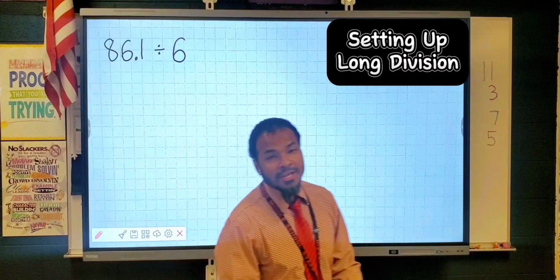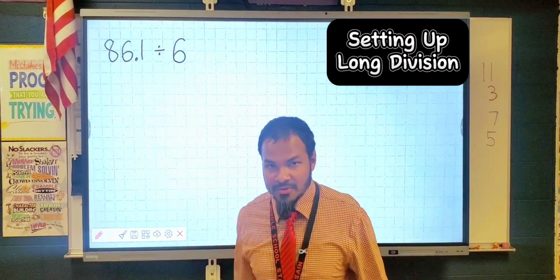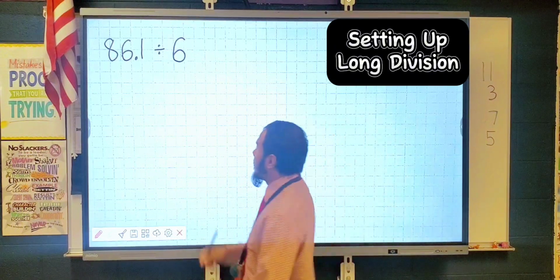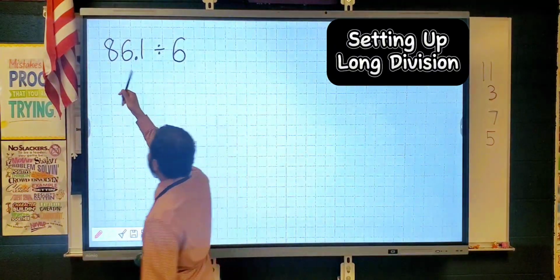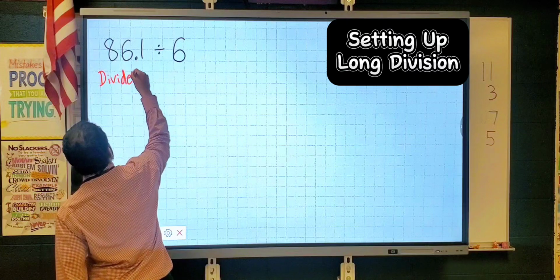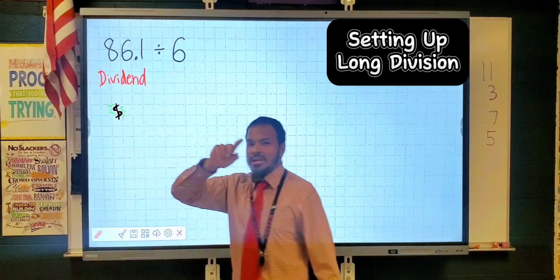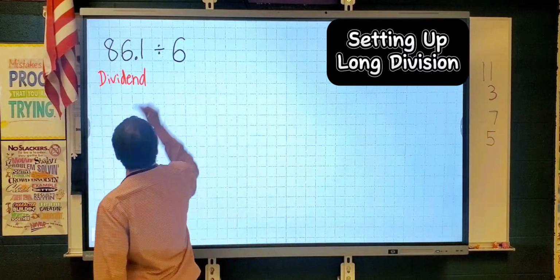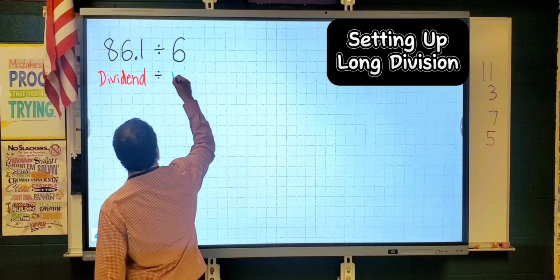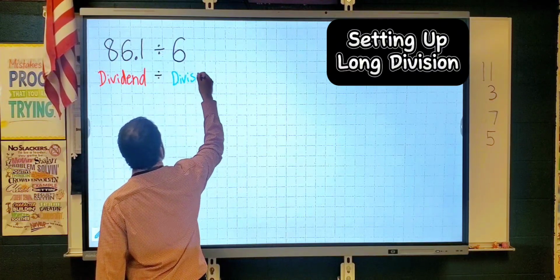Alright, today I'm going to show you guys how to set up long division problems. And the first thing that I'm going to do is label each number. Watch this. That first number right here is known as the dividend. So it's always going to be the dividend divided by the divisor. So this number right here is known as the divisor.